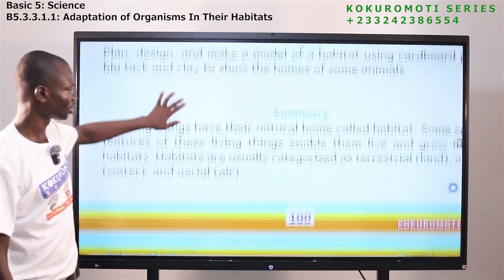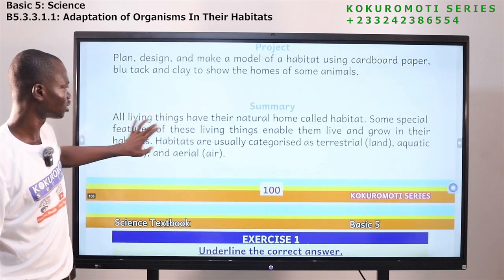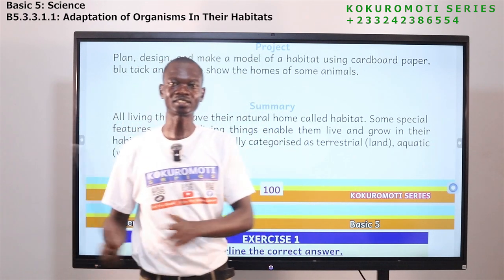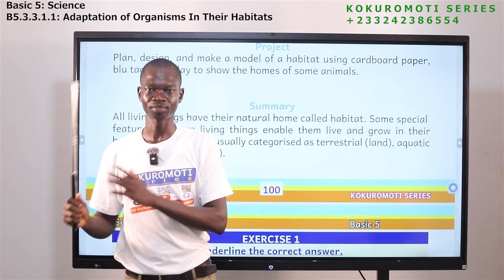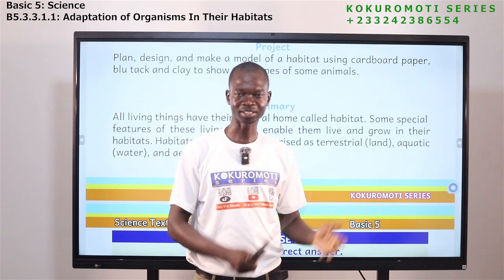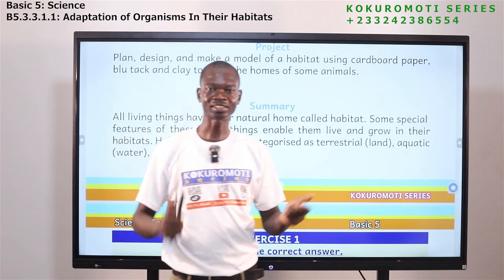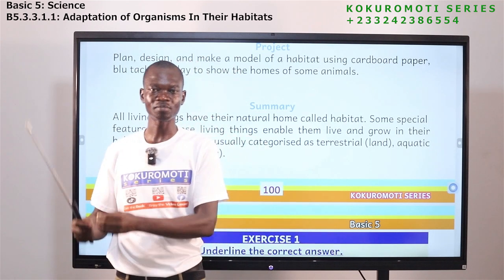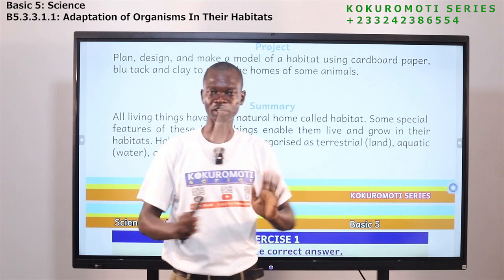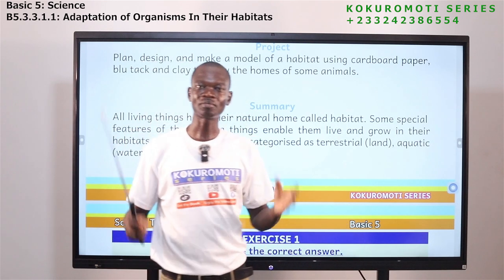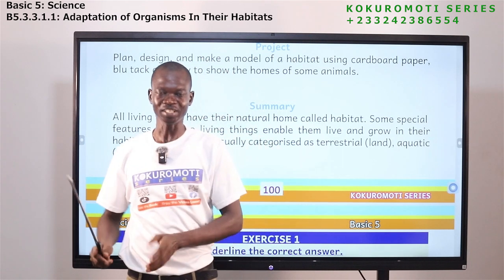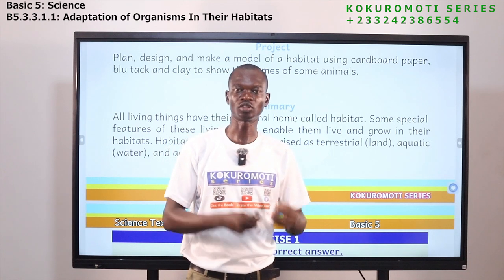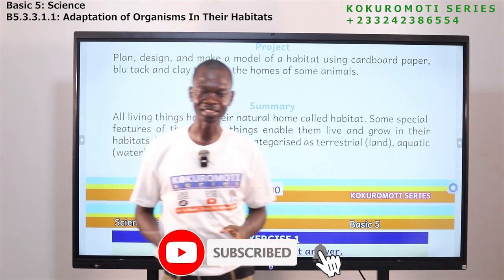We have a project here, and then we have a summary. So we are bringing our lesson to a close. What have we learned today? We have learned about living things, where they live, the natural home for living things. That is habitats. We have seen different types of habitats: water habitats, air habitats, and land habitats. We have seen inhabitants of these habitats, I mean examples of animals that live in these places. That is what we have also learned. We have also seen that animals are able to survive in a particular habitat because of their features, because of their traits. So these are the things that we have learned today.